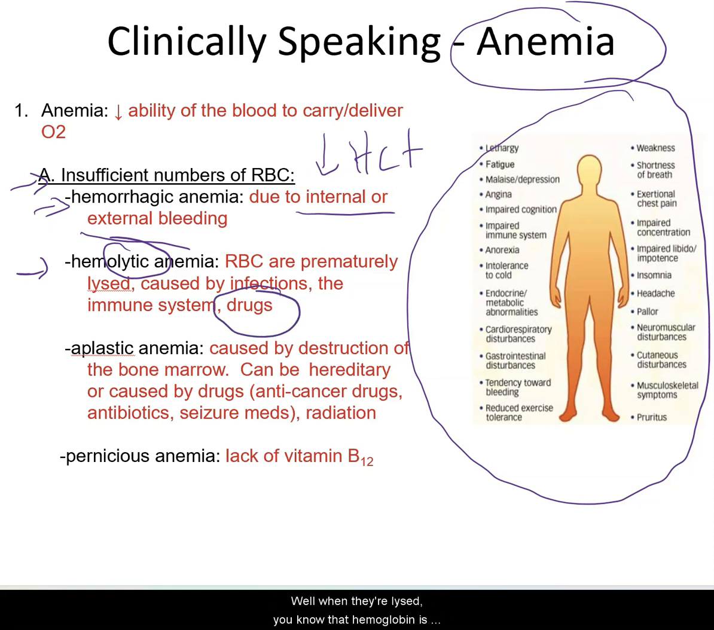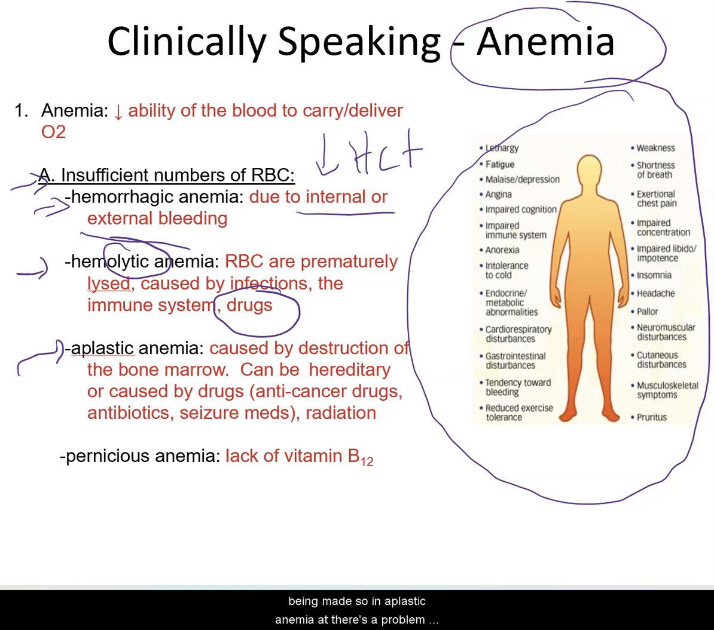Well, when they're lysed, that hemoglobin is broken off, and then you have to get rid of that, and all blood gets filtered by your kidneys. And so this is the one where you might measure the urine, and you would see hemoglobinuria. So there would be hemoglobin in the urine because it's being broken up in the bloodstream before the spleen can get rid of it. Now, aplastic anemia is a low hematocrit, but it's not due to bleeding or anything attacking the cells. They're not being made.